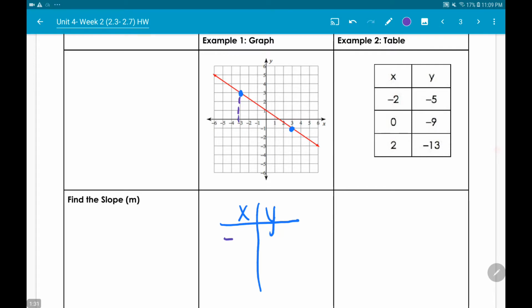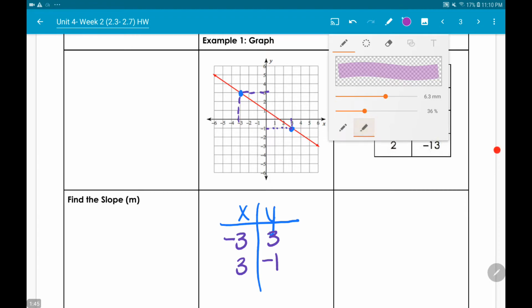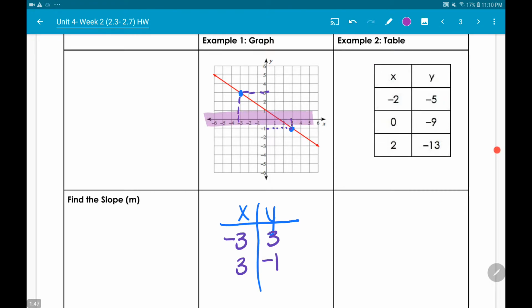So what are these 2 points? I have my x first, which is -3, and my y is 3. X first in this case again is 3, and my y is -1. Just to recap, this is my x-axis, so these are my x values. And this is my y-axis, and these are my y values.